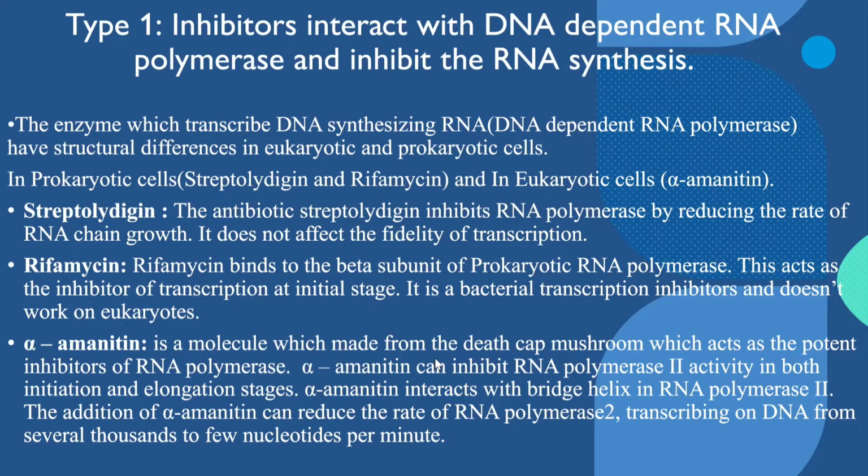Alpha-amanitin is a molecule which affects the rate of RNA polymerase 2 activity. That is, it can reduce the activity of RNA polymerase 2, so that formation of RNA will be seriously affected, thereby inhibiting the transcription process.